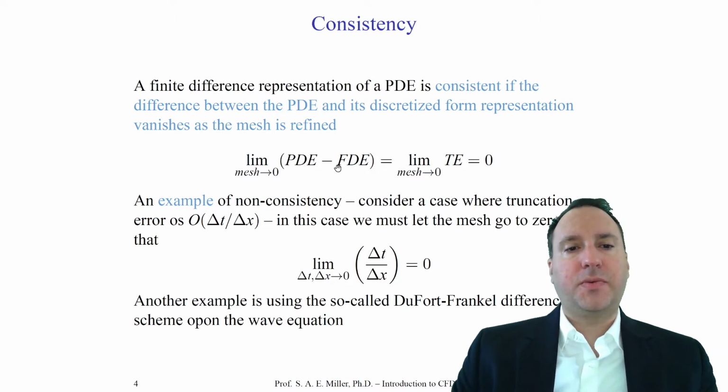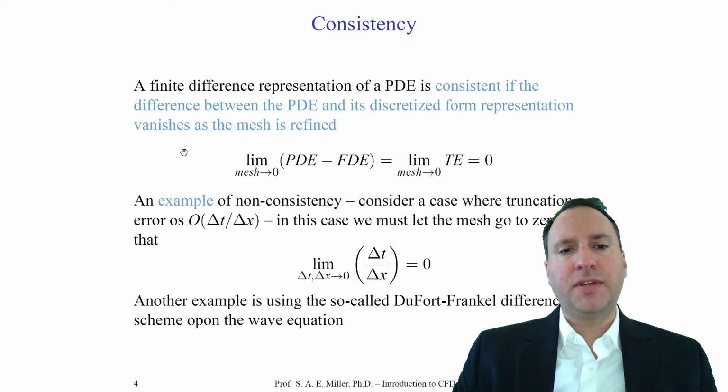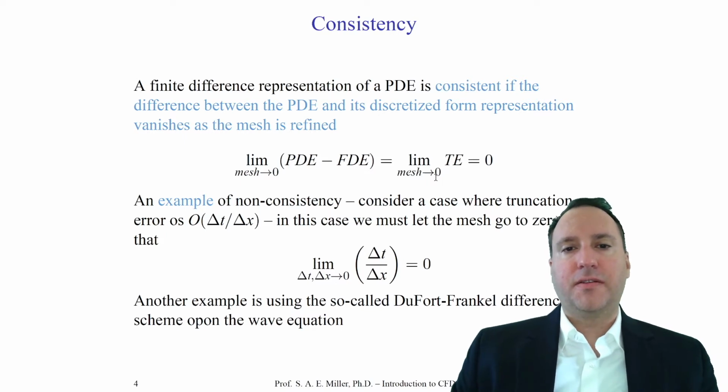It can be written in this way mathematically in the first equation on slide 4. We'll let the limit as the mesh size goes to 0 of the PDE minus the finite difference approximation be rewritten as the limit of the difference between the PDE and FDE, and it should go to 0. If this is, of course, true, then we would call this consistent.